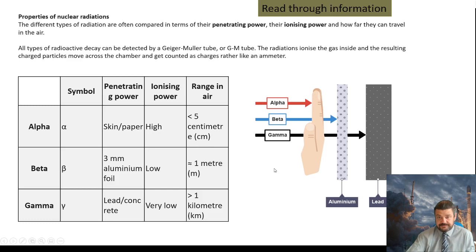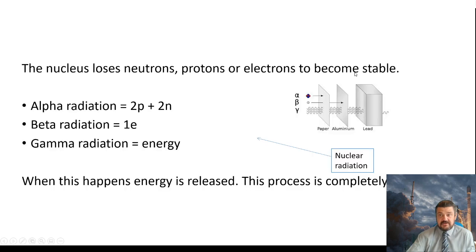So the nucleus loses electrons, protons, or electrons to become stable. Alpha radiation, 2 protons and 2 neutrons. Beta radiation loses 1 electron. Gamma radiation is just energy. When this happens, energy is released, and it's completely random.